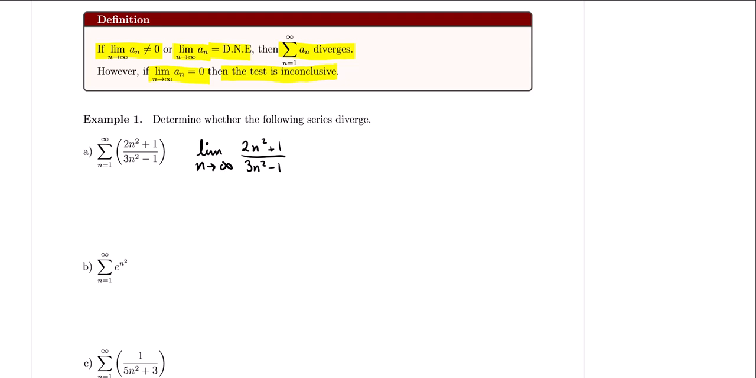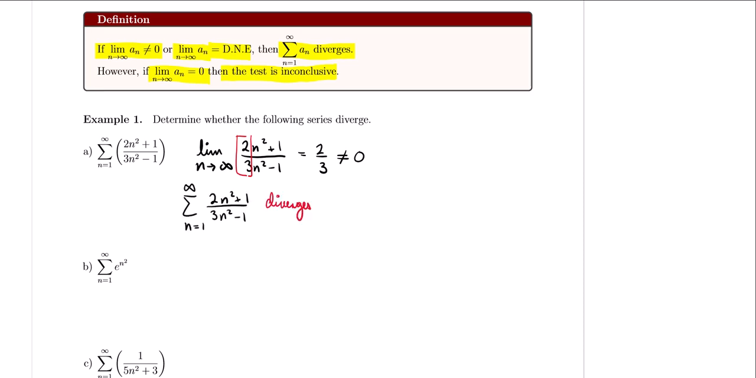However, I'm just going to take a quick shortcut here involving the end behavior. We know our highest power for n is second degree on the numerator. It's also second degree on the denominator. So the limit here is simply going to be the ratio of the coefficients. So for this one, we have our limit to be 2/3. And there we go. This one is not equal to 0. So we know then that the series is diverging.